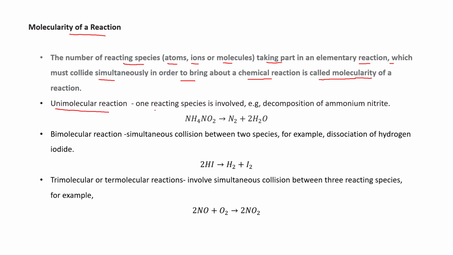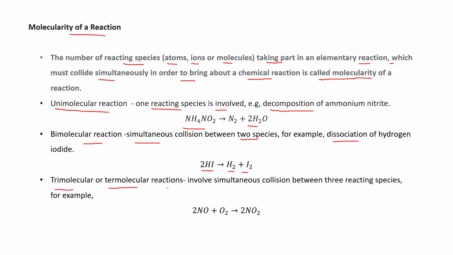Unimolecular reaction: if only one reacting species is involved in collision, then this is called a unimolecular reaction. This is the decomposition of ammonium nitrite, NH4NO2 gives N2 plus 2H2O. Bimolecular reaction: simultaneous collision between two species is taking place, then this is called a bimolecular reaction. For example, dissociation of hydrogen iodide, 2HI gives H2 plus I2.